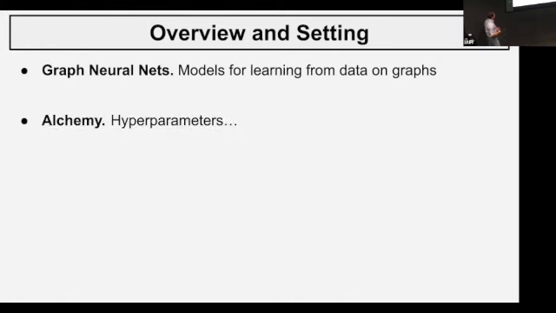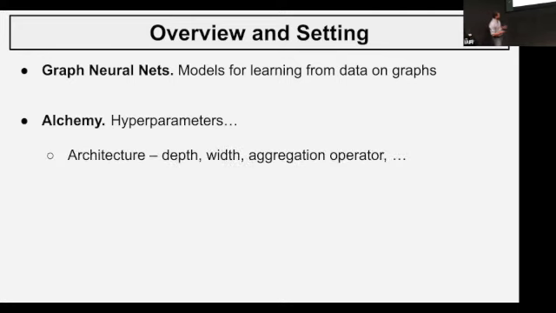Graph neural networks are great, but like all neural networks, one of the many difficulties in using them is the kind of alchemy of hyperparameters. You have to choose lots of different things to actually get your model to work well. For instance, you have to choose the architecture. In any neural network, you have to choose the depth and the width. And as I'll explain in just a couple of slides, graph neural networks have an additional piece, which I call the aggregation operator, sometimes called the message passing operator.